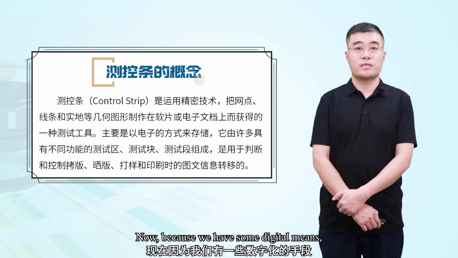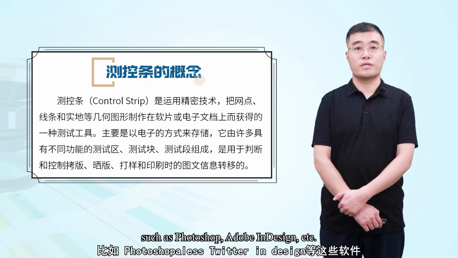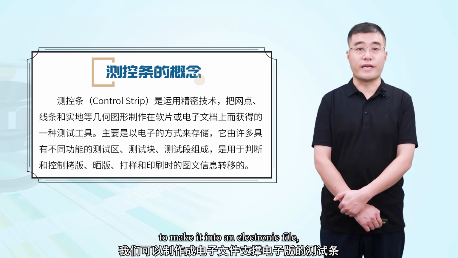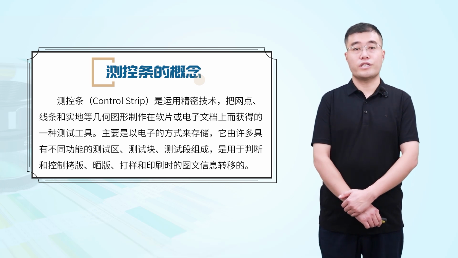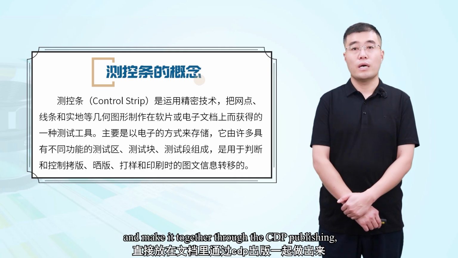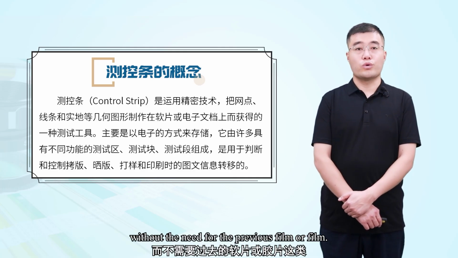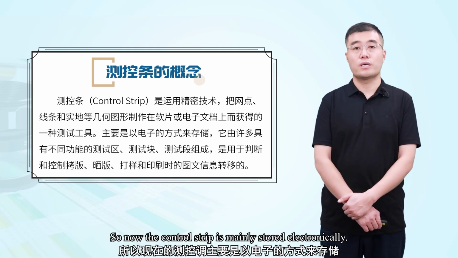Now, because we have some digital means, we can use software such as Photoshop, Adobe InDesign, etc., to make it into an electronic file, support the electronic version of the test strip, and directly put it in the document and make it together through the CDP publishing, without the need for the previous film. So now the control strip is mainly stored electronically.